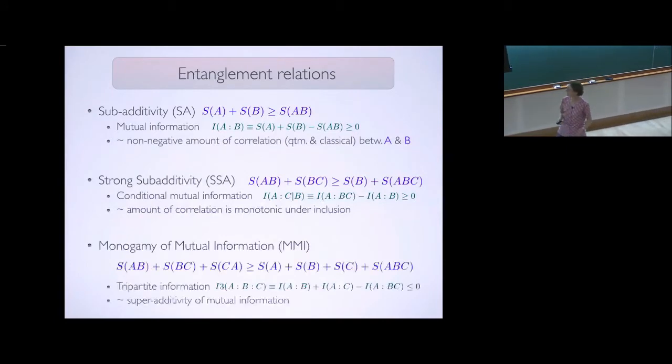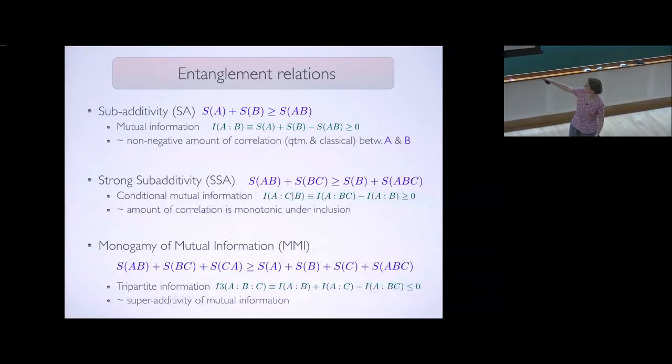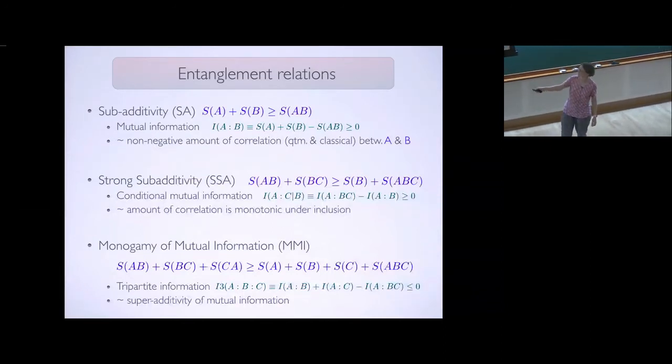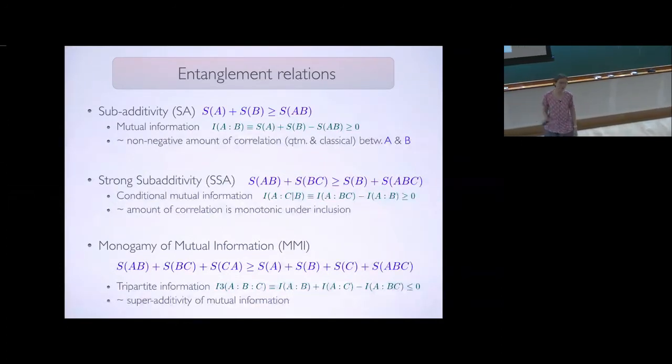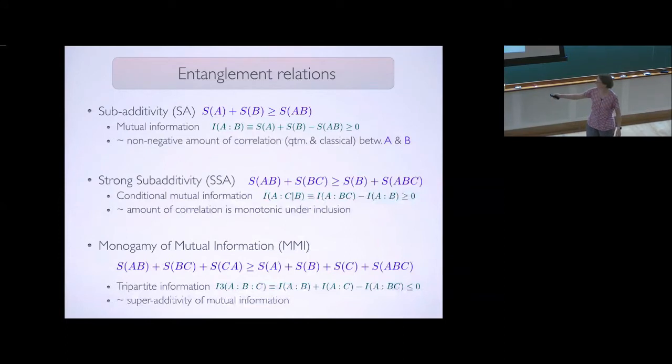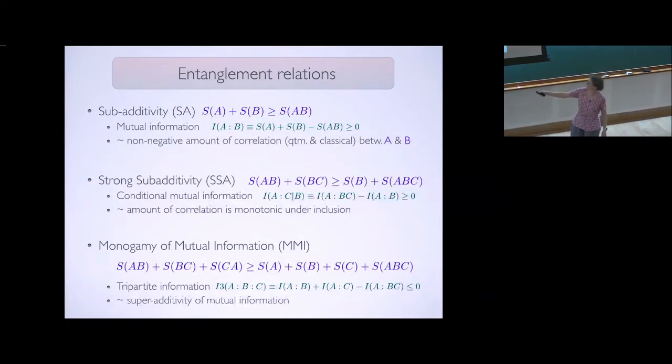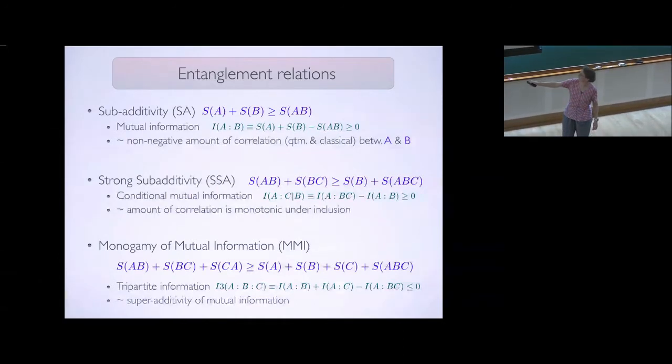Another interesting relation is the so-called monogamy of mutual information, which again, in terms of this type of notation, is expressed as this relation. And it can be rewritten as negativity of a so-called tripartite information, which you can rewrite as the correlation between A and B plus the correlation between A and C minus the correlation between A and BC.